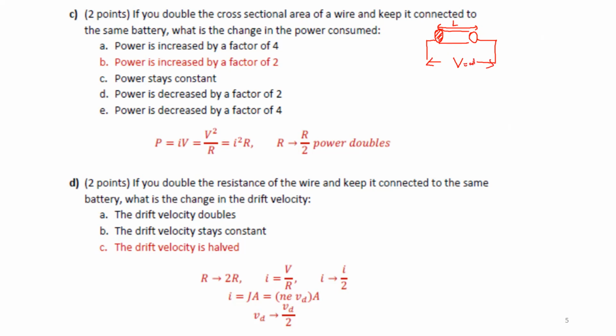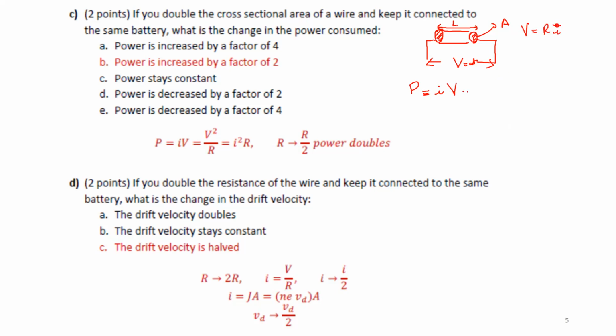Of course, the battery is an EMF, so V is constant. Of course, here the length is constant. Now the cross-sectional area is what I'm doubling. So what's the change in power? As you know, power across any device is a current multiplied by V. But here, of course, here you have a wire. So V is RI.